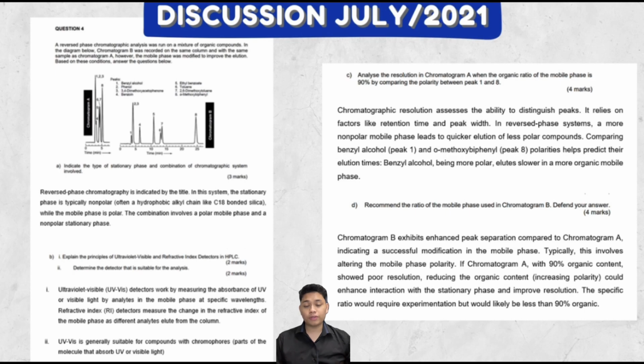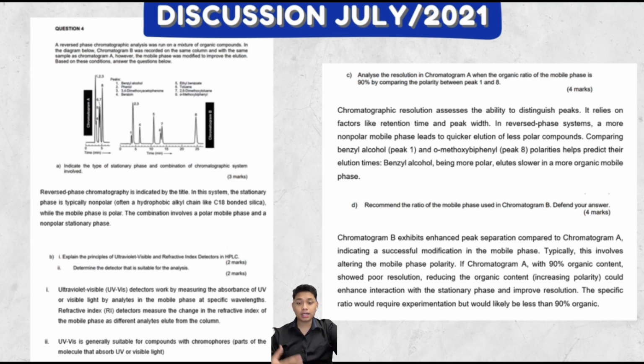Reverse phase chromatography is indicated by the title. In this system, the stationary phase is typically non-polar, often a hydrophobic alkyl chain like C18 bonded silica, while the mobile phase is polar. The combination involves a polar mobile phase and a non-polar stationary phase.